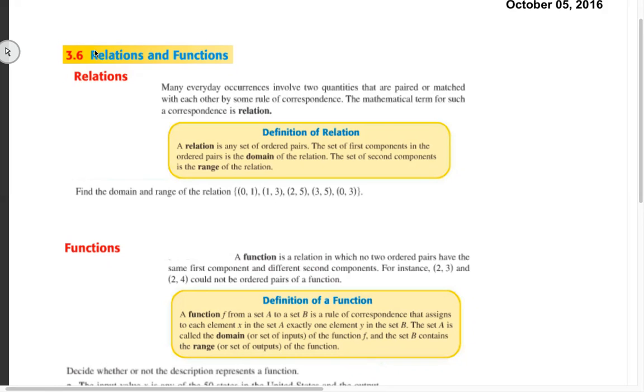So with relations and functions, there's different parts of it. Okay, we have the domain, which is which values, Lance?